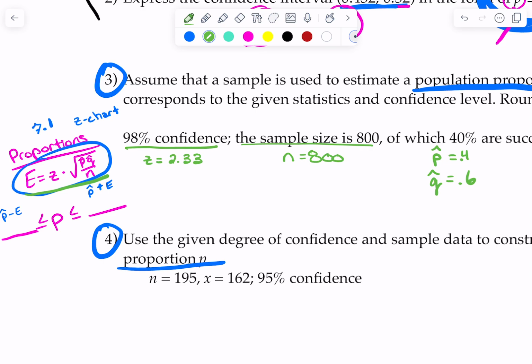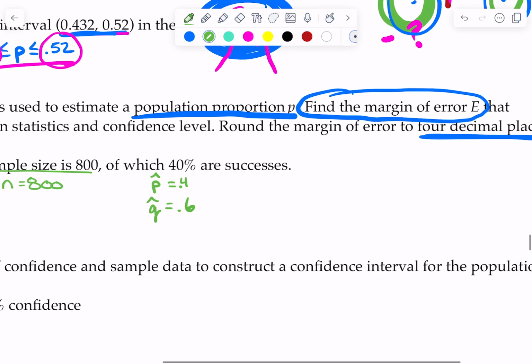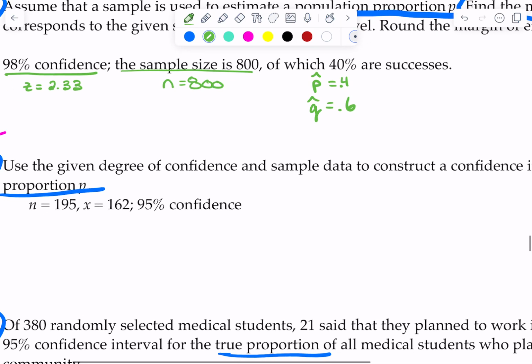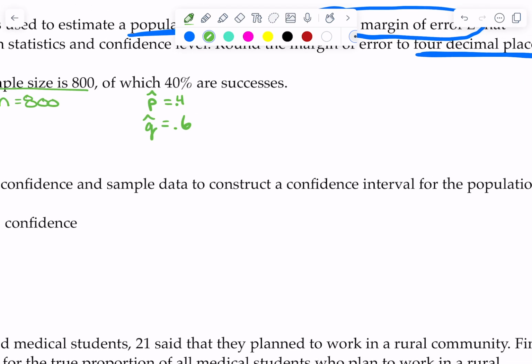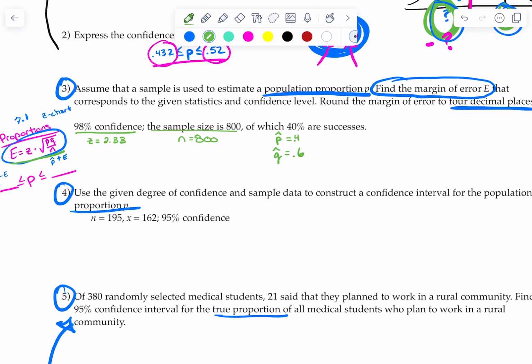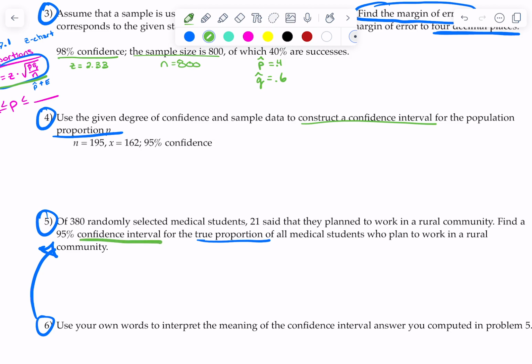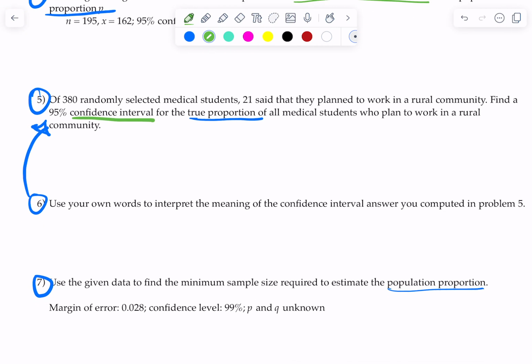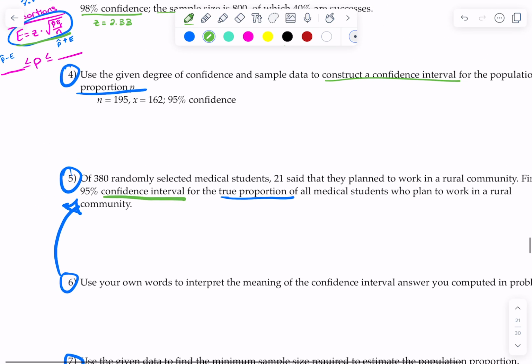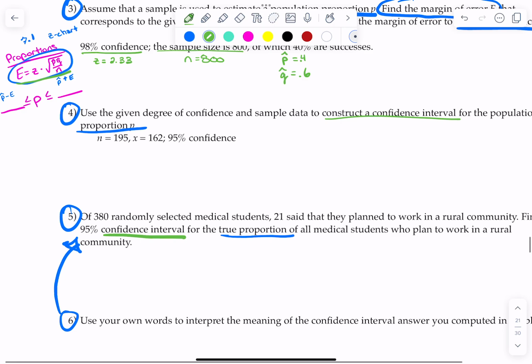So then we add and subtract that from the P hat? No, because they're just asking you for the margin of error. You don't need a confidence interval. The next ones you will do that, yes. If they ask for the entire confidence interval, like number 4, construct a confidence interval, you're doing the whole thing. Number 5, find a confidence interval for a proportion. Number 7 is not asking that. So 4 and 5 are the same way. 6 is an interpretation of number 5.